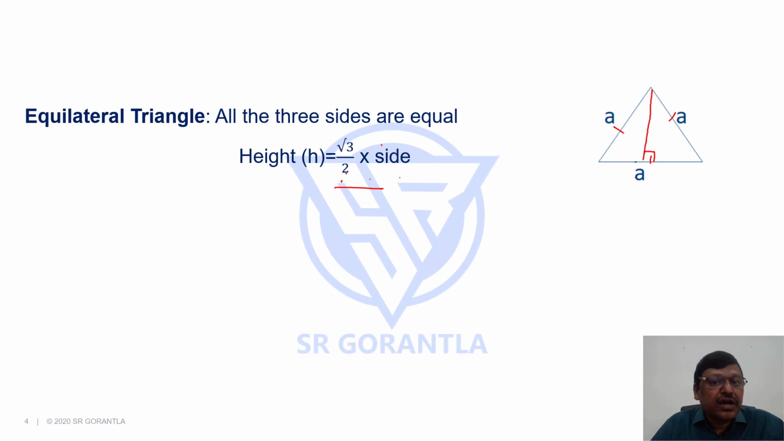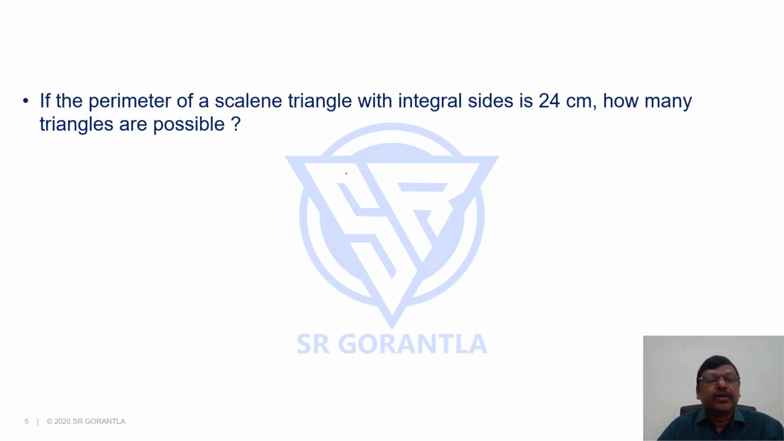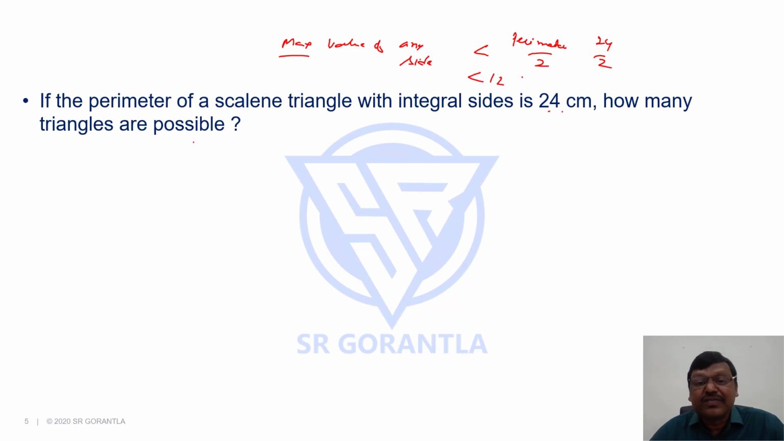Now let's answer a couple of questions based on this. If the perimeter of a scalene triangle with integral sides is 24 centimeters, then how many triangles are possible? Now, in a triangle, the largest or maximum value of any side should be less than half the perimeter. Why? In this case, half of 24 is 12, so it should be less than 12.